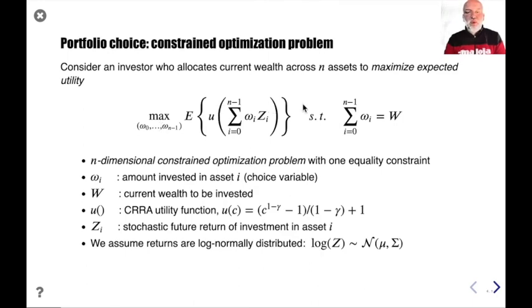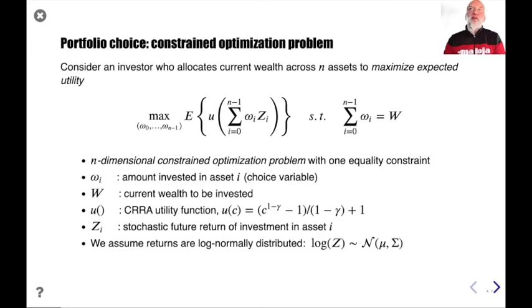What the agent is doing is choosing all these different portfolio allocations, how much to invest in asset 0 all the way up to asset number n minus 1, and is doing that in order to maximize expected utility. This is the expectation operator, expected utility of what? Of the value of that portfolio once the returns are realized. So z here, that's the returns. That's how much you get out at the end of the period once the uncertainty is unleashed.